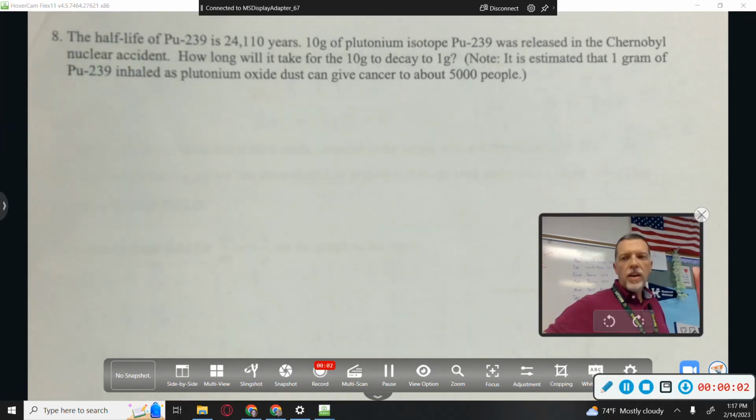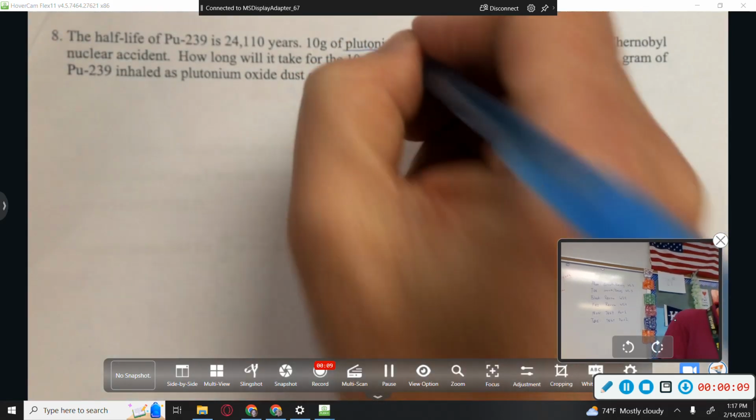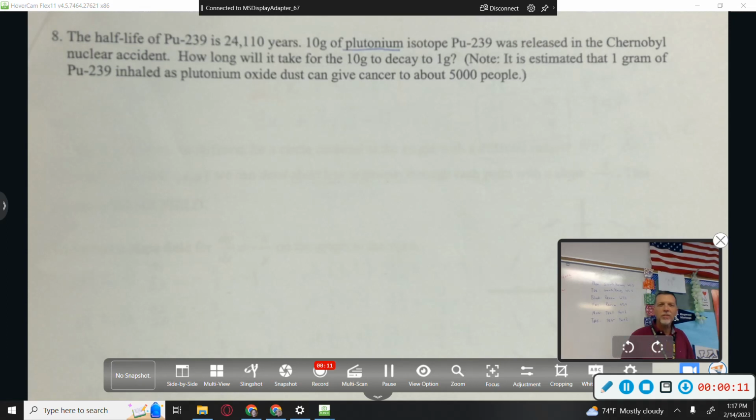All right, the half-life of plutonium, Pu, I guess that's plutonium. Yeah, that's plutonium. There it is, there's the rest of it. Plutonium is 24,110 years. That means in 24,110 years, you have half of what you started with.